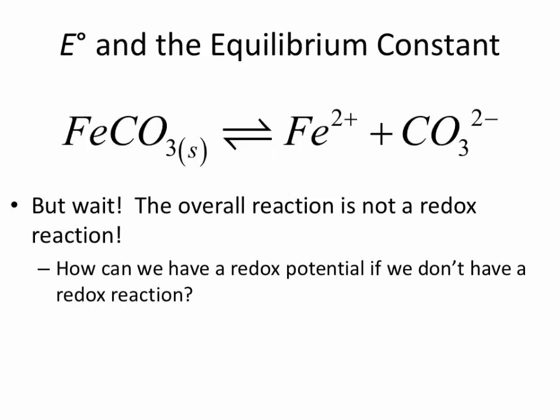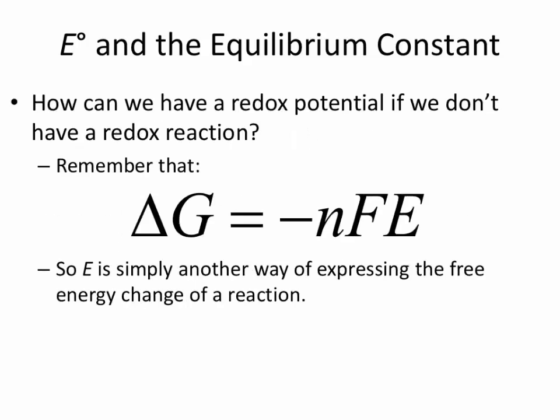But remember here, the overall reaction is not a redox reaction. So how can we have a redox potential if we don't in fact have a redox reaction? Well, remember that delta G was equal to negative nFE. So E is simply another way of expressing the free energy change of our reaction.